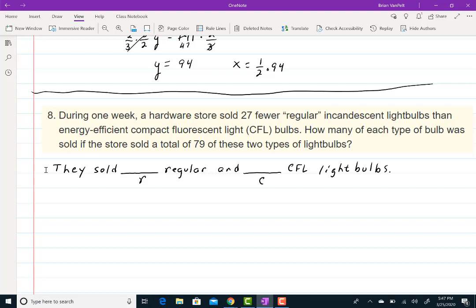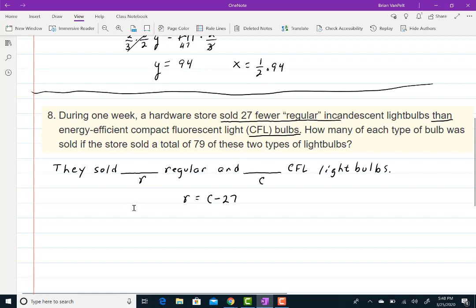So let me underline some important things here. They sold 27 fewer regular bulbs than CFL bulbs. That's really all I need here. So they sold 27 fewer regular than incandescent bulbs. So what that means is the first equation is R plus 27. Or maybe better this. Since the way it's stated is they sold 27 fewer, I'm going to write it in that format. So this means that they sold 27 fewer regular bulbs than the C bulbs. Then there's a second piece of information here.